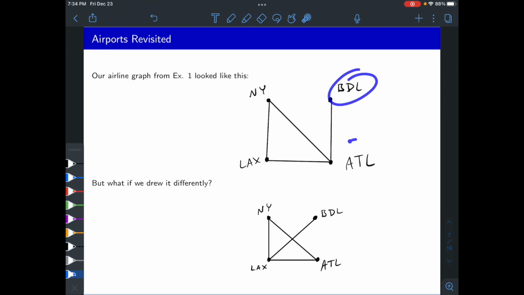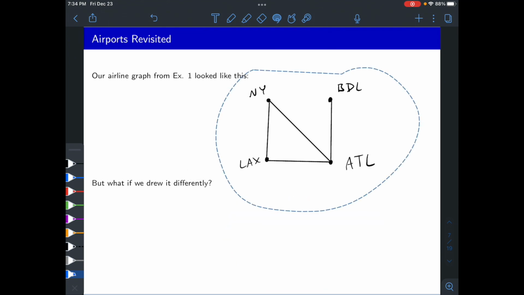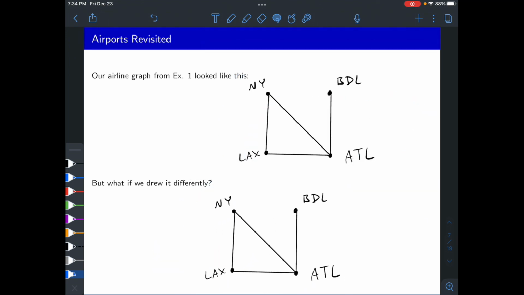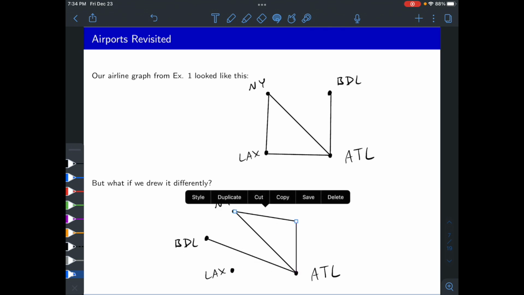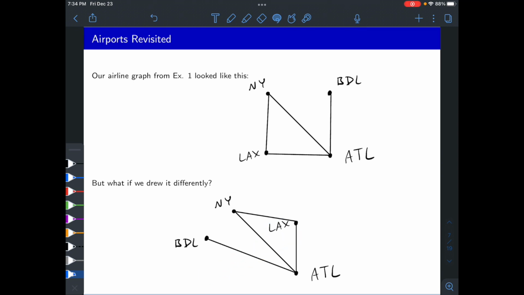But if there's a flight from Hartford to Atlanta, and if I were to just draw it differently, if I were to take this and draw this like that, something like that, I am still recording the same information. I could even put LAX over here. This is still recording the same information of, hey, there's a flight from this guy to this guy. There's a flight from this guy to this guy, here to here, and here to here.